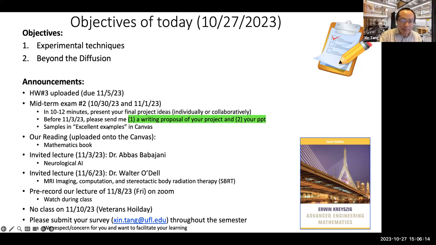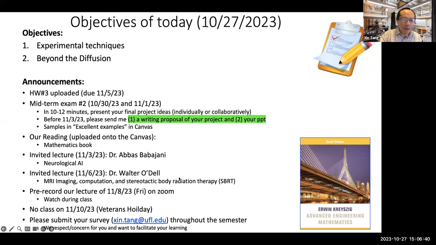Feel free to email me your improved description or your slides even before the exam. That's fine, I can comment for you. Even if I have already commented, it's also fine to send me back the updated version. I can do it multiple times, not necessarily just one time. We can do it iteratively so that your project can be improved much, much better.